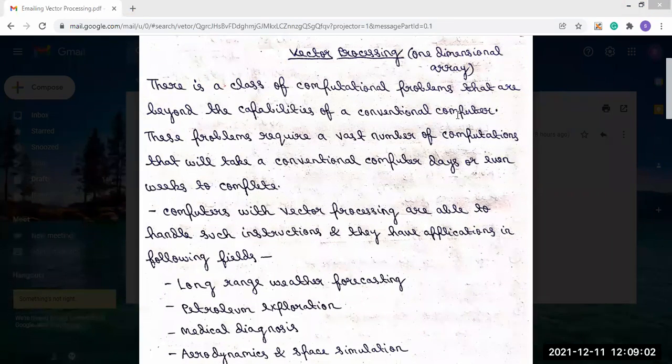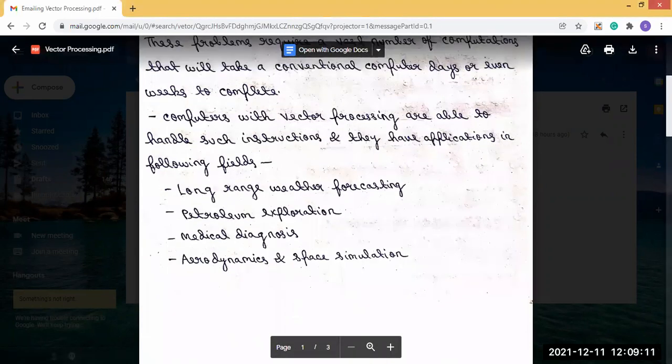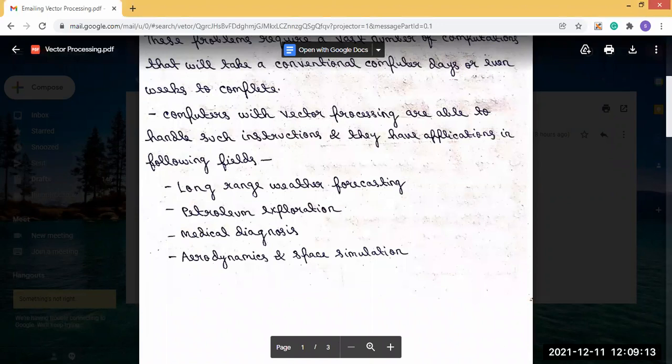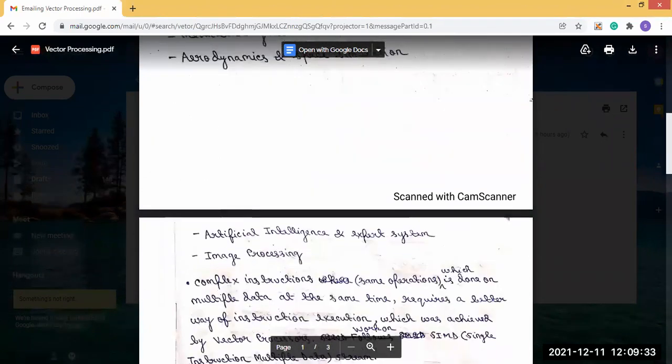Now, these are examples: petroleum exploration, medical diagnosis, aerodynamics, and space simulation. If you see any space simulation, you will see how much calculation is required. Large calculation is required for that, and this is not done on our normal system. They have supercomputers, and those supercomputers use vector processing. So like this, vector processing is done.